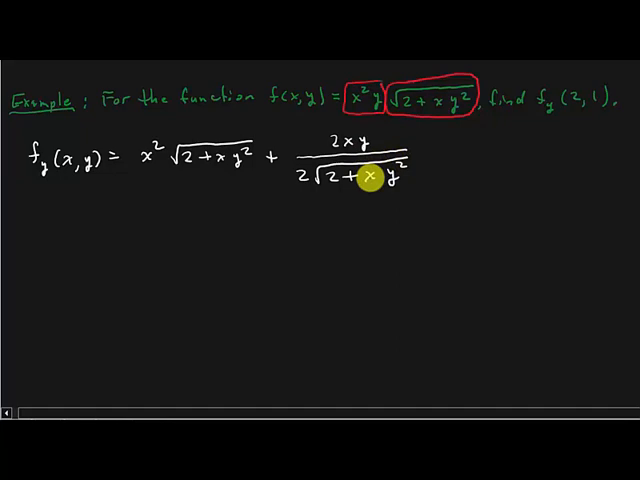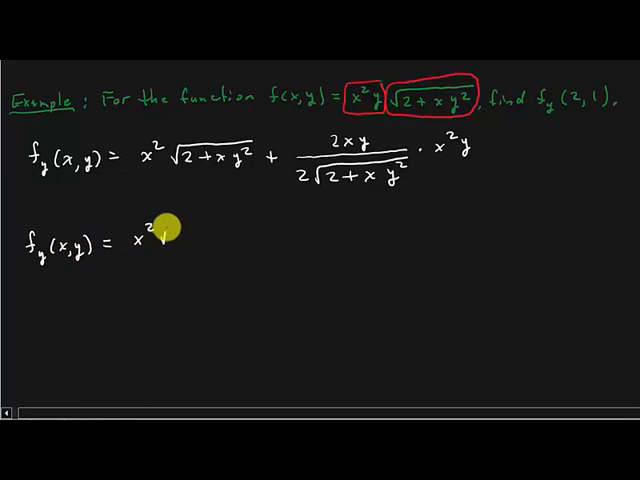See, the 2 comes down. 2 times x is 2x. Subtract 1 from the exponent. That's y to the first. That's what we're doing. Okay? And then that's times the first function. And so, let's see, I can clean this up a little bit.